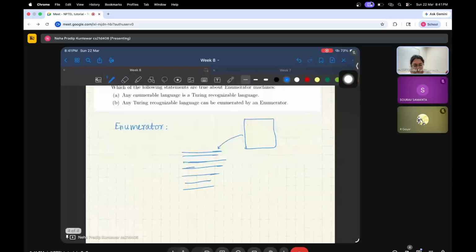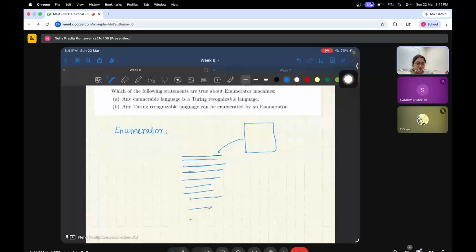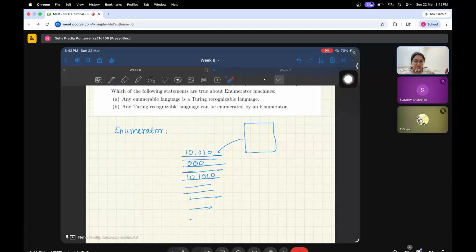It may repeat, and there is no fixed order in which it's going to print. It's not lexicographical order or anything. It prints in any order, and it can repeat strings. So for example, maybe it printed 1010 here, it can print it again after some point, and there's no concept of halt. It may infinitely keep printing, or it may even keep printing the same string infinitely, so it just maybe prints 0 all the time.